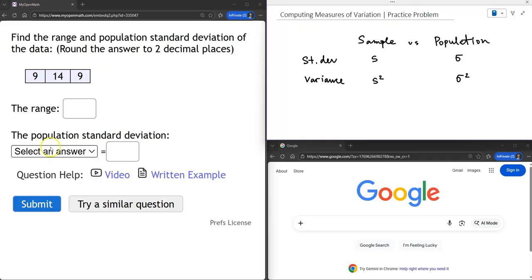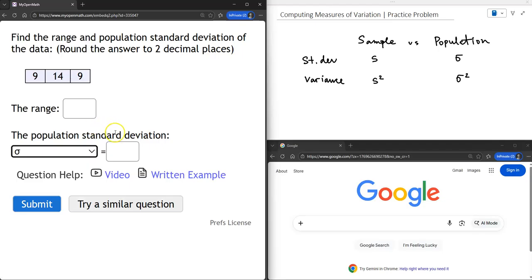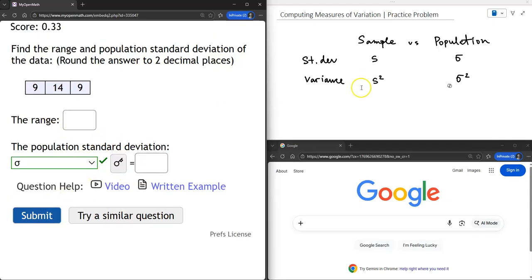So for this problem, we're going to choose the population standard deviation notation, which is sigma, and that's the first part of answering this question. We're definitely getting full credit. Now, how do we answer the other part? That is, how do we compute the measures of variation?